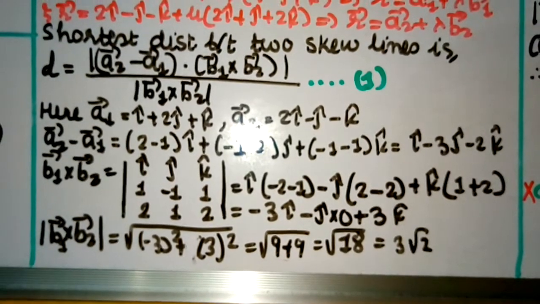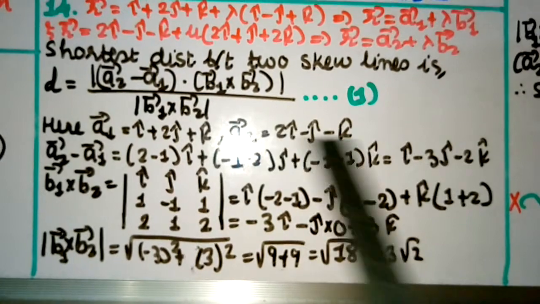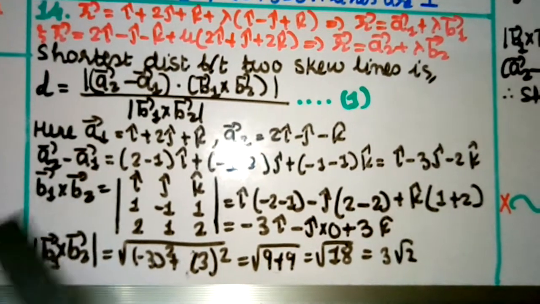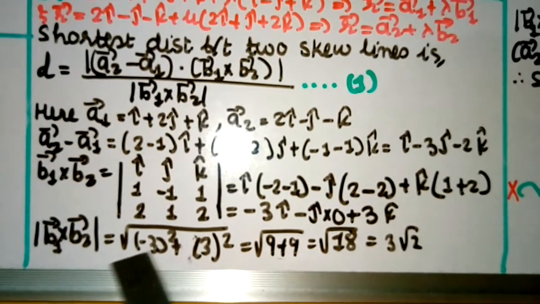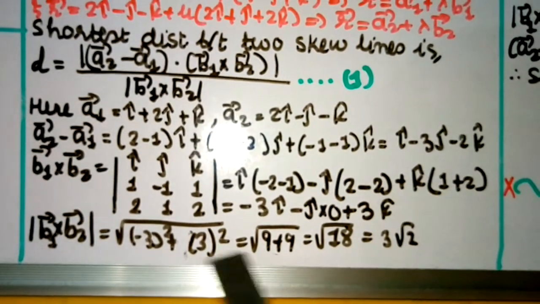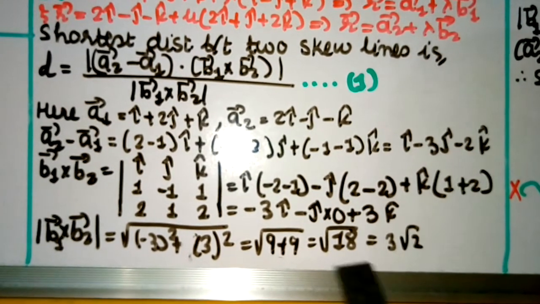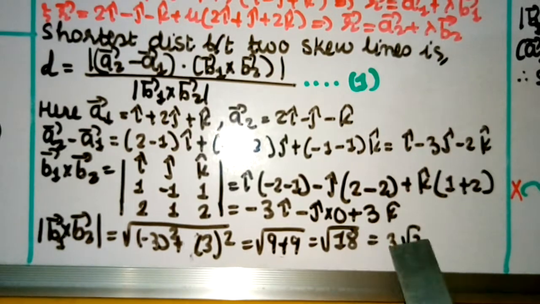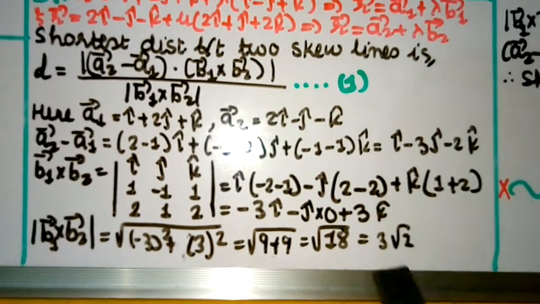Okay, now let us find the magnitude. This is the vector form, we have to find the magnitude also. We require both magnitude and vector. So the magnitude of b1 cross b2 is equal to the square root of (minus 3) square plus 0 square plus 3 square, equal to the square root of 9 plus 9, equal to square root of 18, which is 9 into 2, right? So the square root of 18 is 3 root 2.